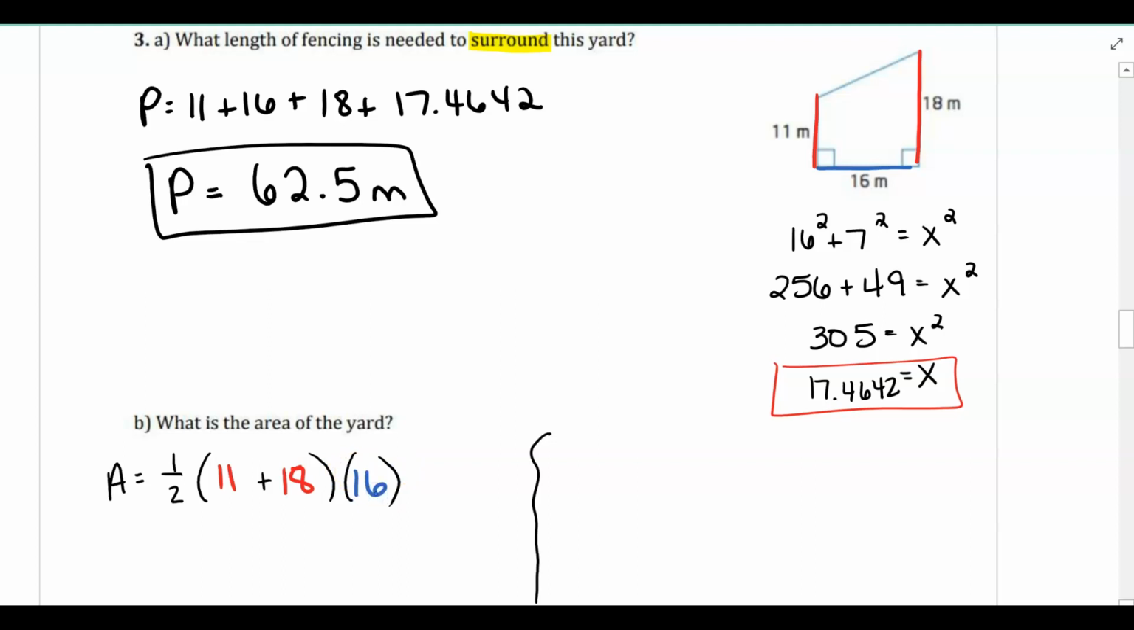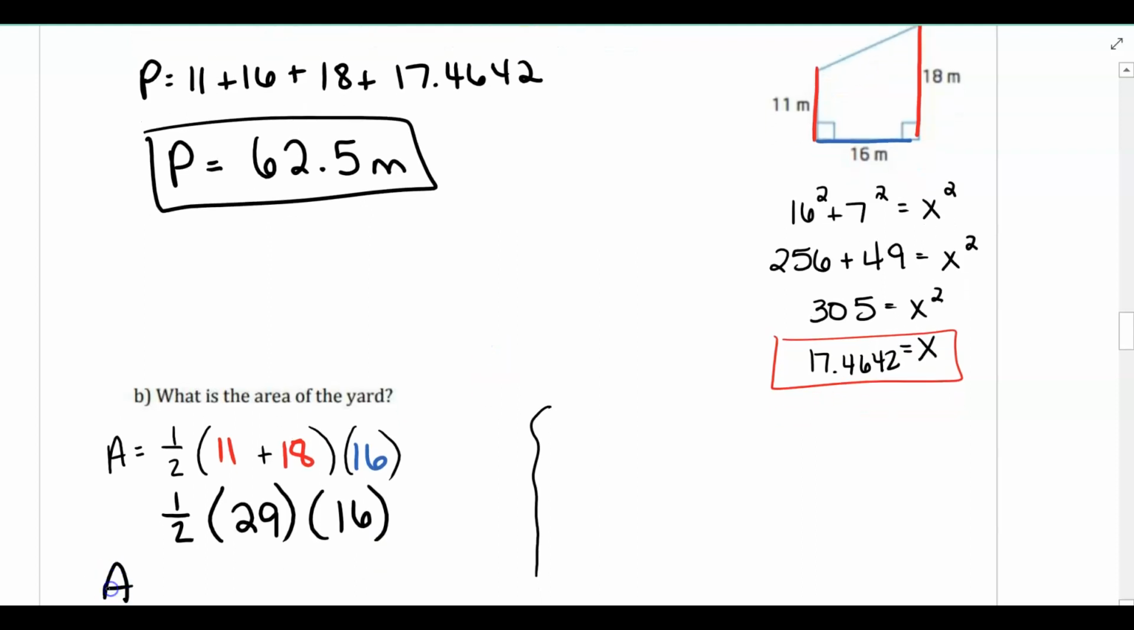And now we solve. We have 1/2 times 29 times 16. When I calculate that all together, I get an area of approximately, not approximately, but actually 232. So it's 232 meters squared. We're back to a squared unit of measure because we're dealing with area.